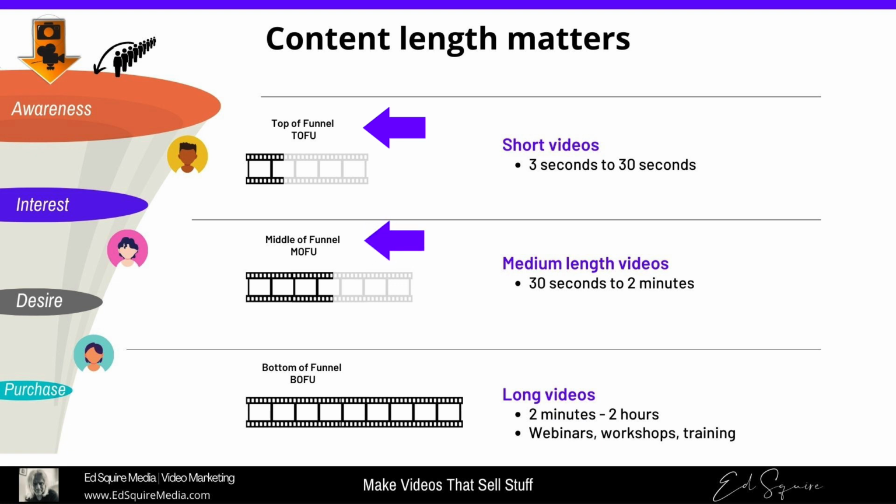So the top isn't just awareness, interest, and the middle is just desire, purchase, and then there's nothing for the bottom. So the top of the funnel covers both awareness and interest, the middle of the funnel covers both interest and desire, and the bottom of the funnel covers both desire and purchase. It depends. It depends on how you make it.